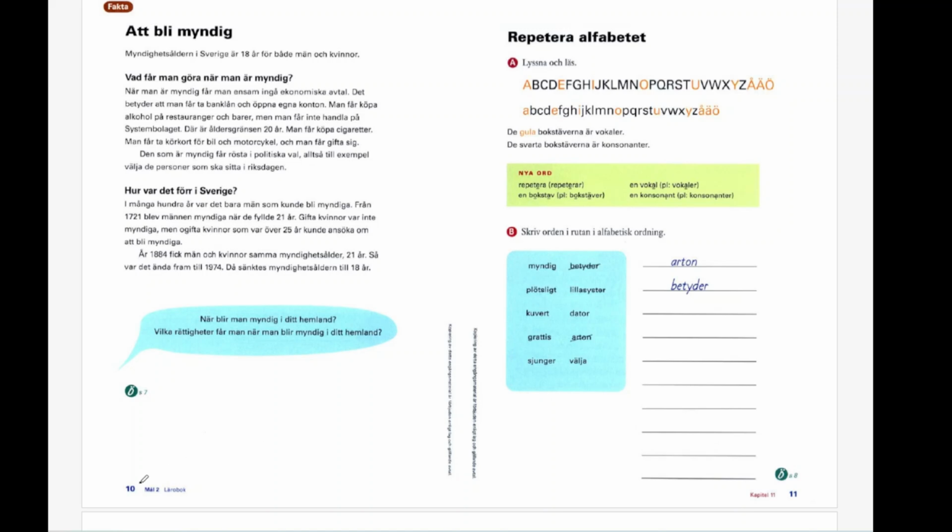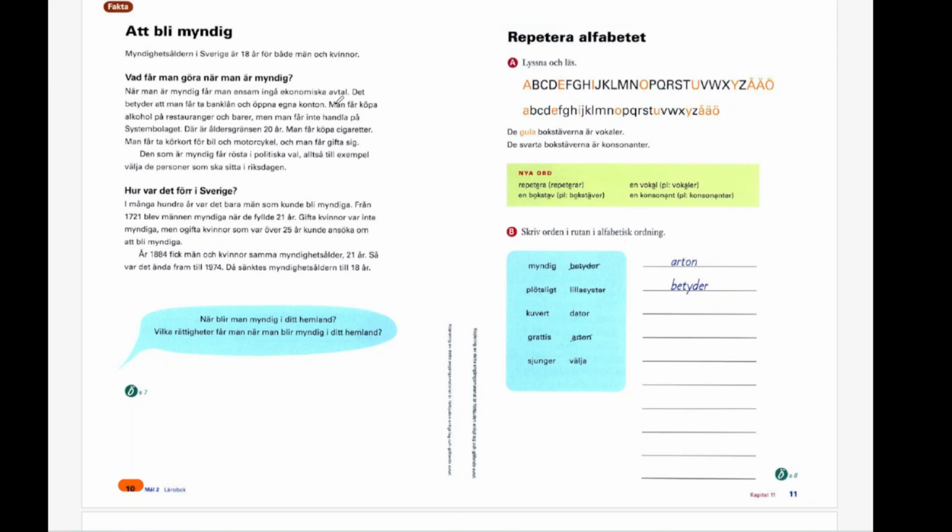Sidan 10. Att bli myndig. Myndighetsåldern i Sverige är 18 år för både män och kvinnor. Vad får man göra när man är myndig? När man är myndig får man ensam ingå ekonomiska avtal. Det betyder att man får ta banklån och öppna egna konton. Man får köpa alkohol på restauranger och barer, men man får inte handla på Systembolaget. Där är åldersgränsen 20 år. Man får köpa cigaretter. Man får ta körkort för bil och motorcykel och man får gifta sig. Den som är myndig får rösta i politiska val, alltså till exempel välja de personer som ska sitta i riksdagen.